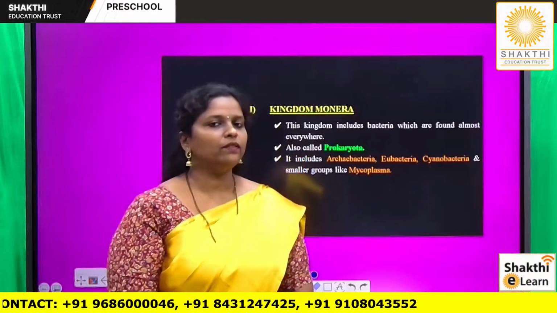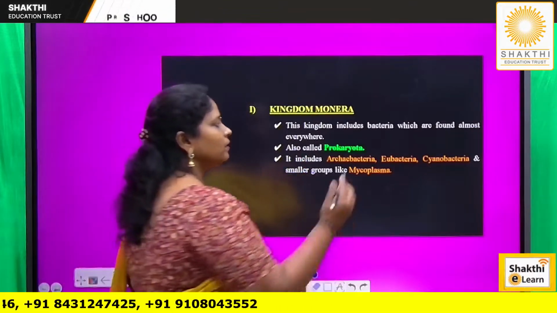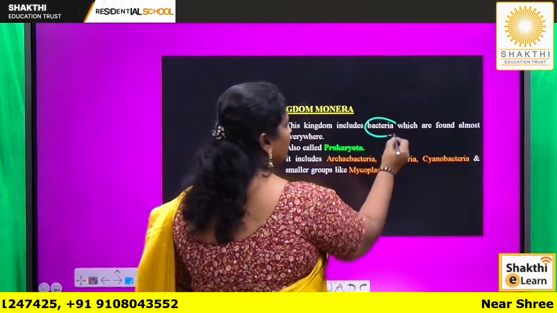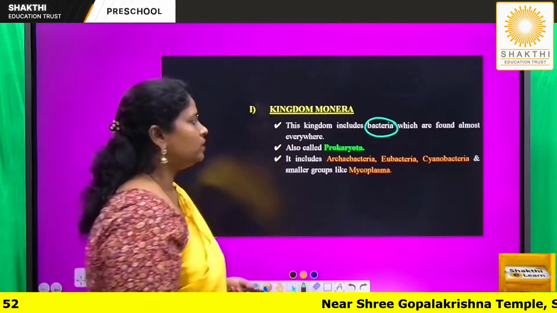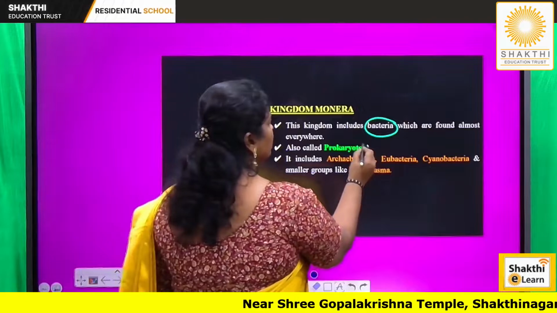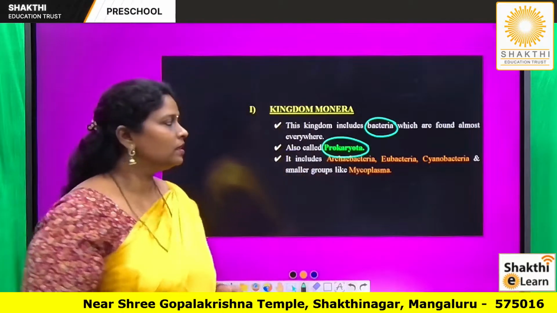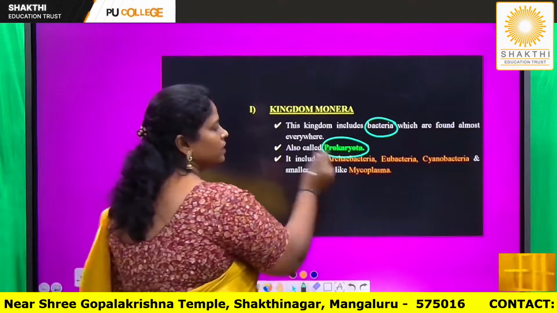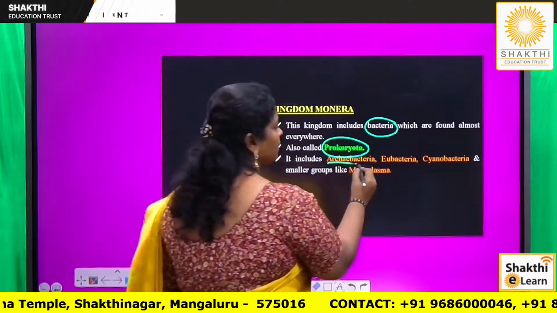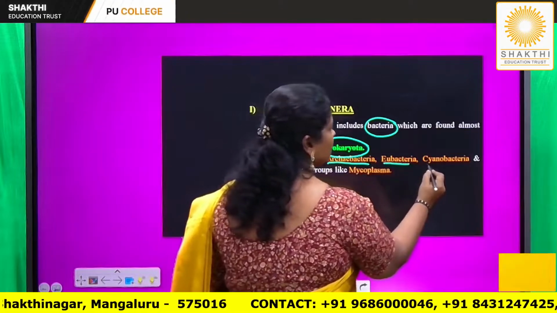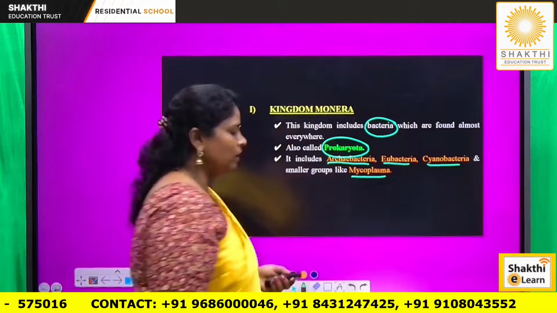We shall begin with the first kingdom, kingdom Monera. Kingdom Monera includes all different varieties of bacteria. It is also known as kingdom Prokaryota, because all the prokaryotes belong to this particular kingdom, including bacteria. We have to discuss important features of the groups: Archaebacteria, Eubacteria, Cyanobacteria and a small group called Mycoplasma.